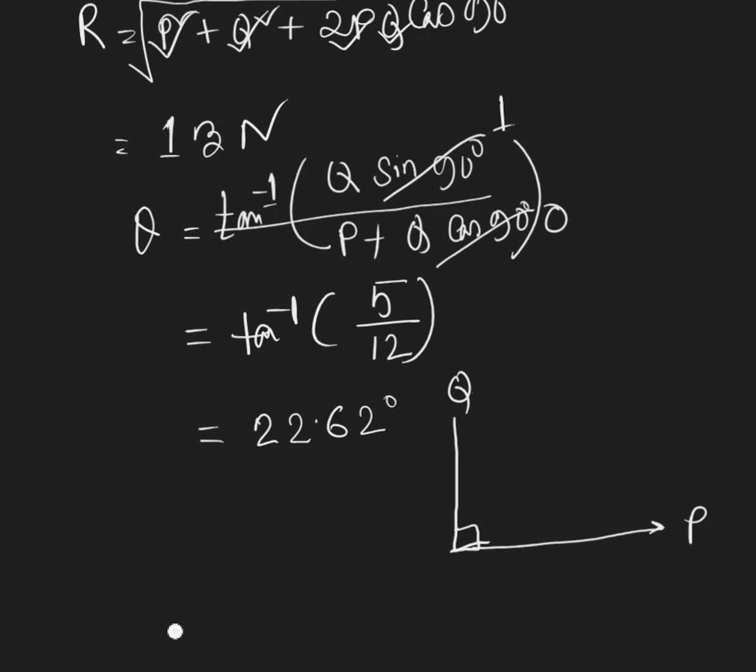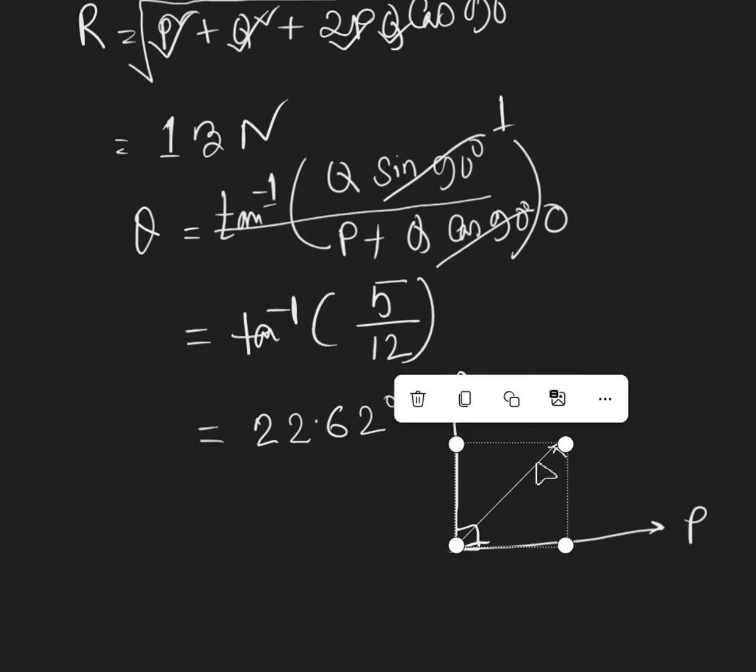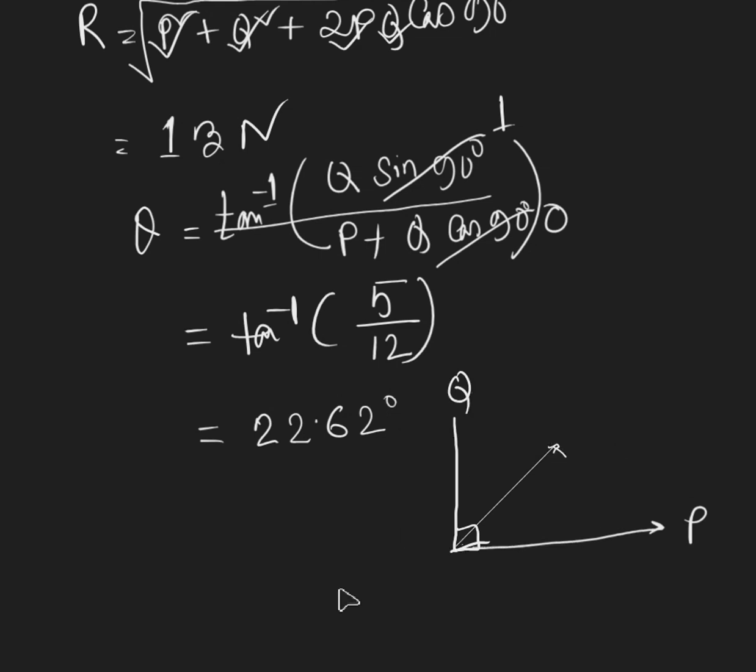It means they are 90 degrees, and the resultant will be at 22.62 degrees, and this is the resultant.